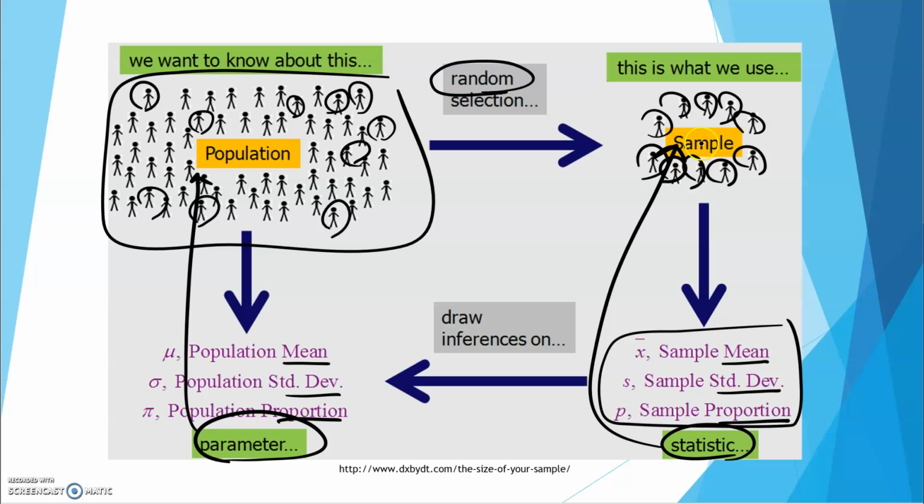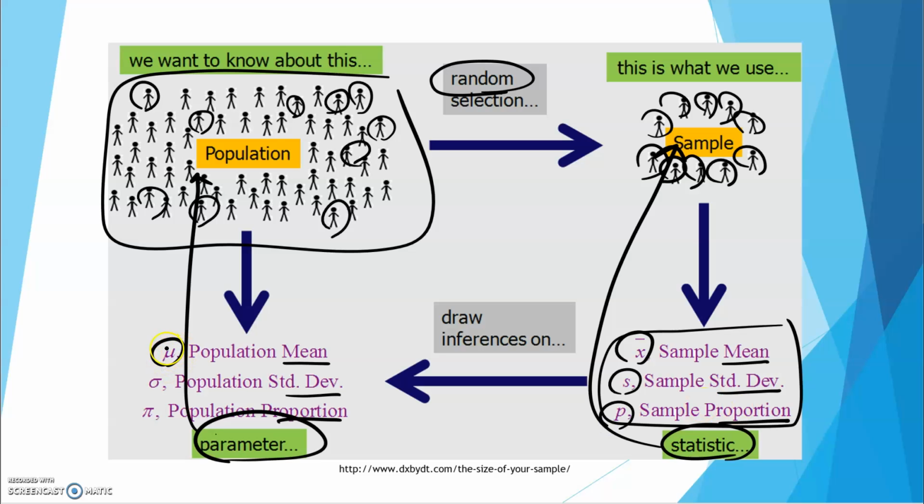Okay, so if a number comes from a sample, it's a statistic. If a number comes from the population, parameter. S and S, P and P. Okay, and these are symbols here. This is a sample mean, sample standard deviation, and sample proportion.